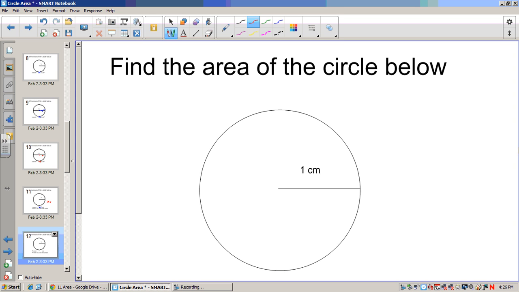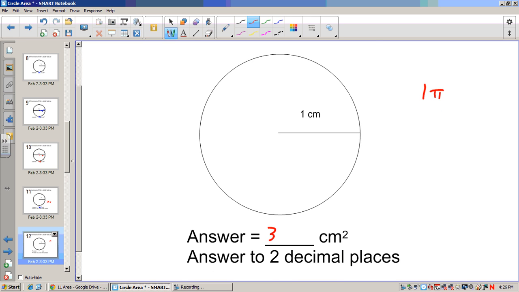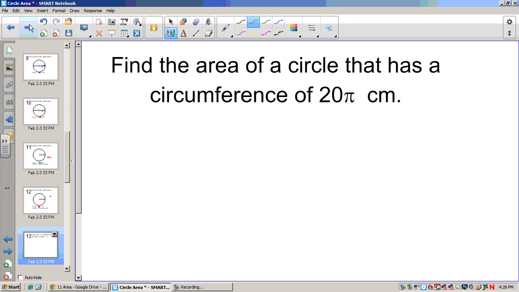Now let's find the area of this. So this is going to be 1. 1 squared is 1. 1 times pi is 3.14. So 3.14 centimeters squared. So this is saying the unit circle, a circle with a radius of 1, will have an area of 3.14.